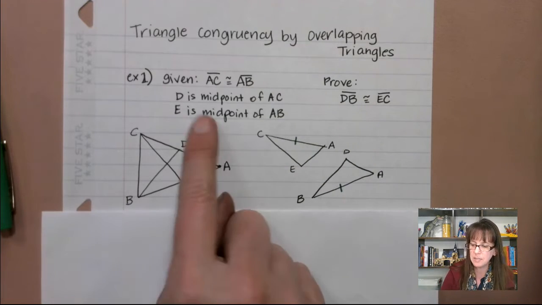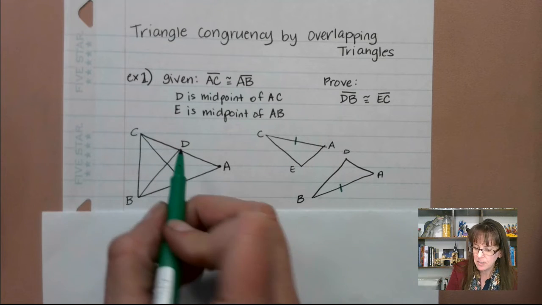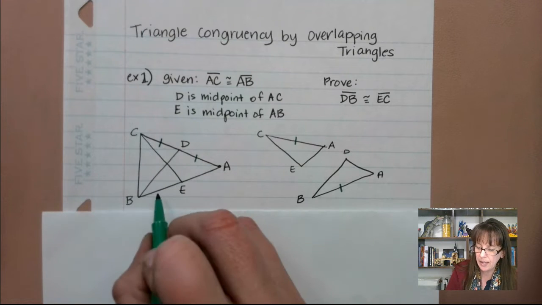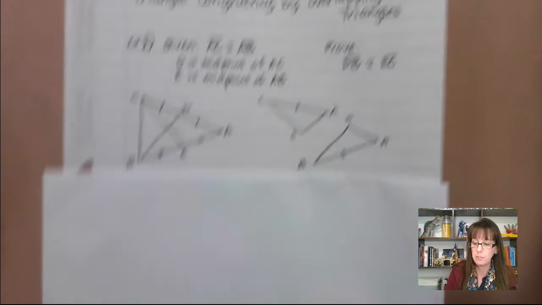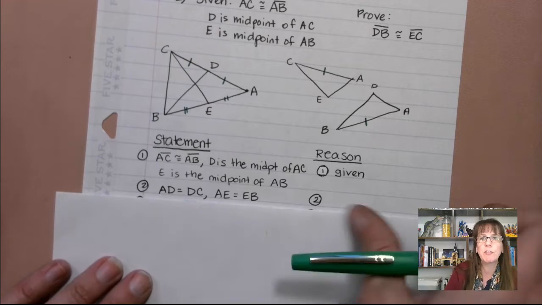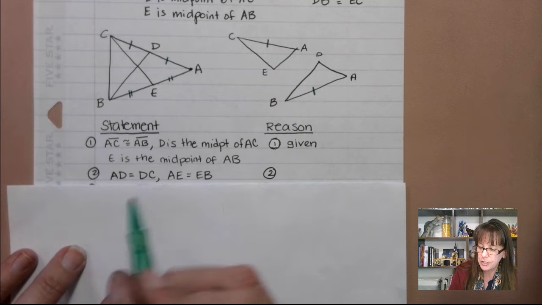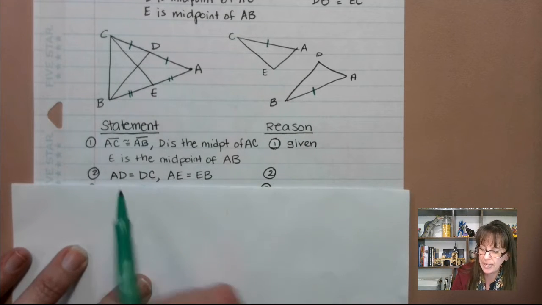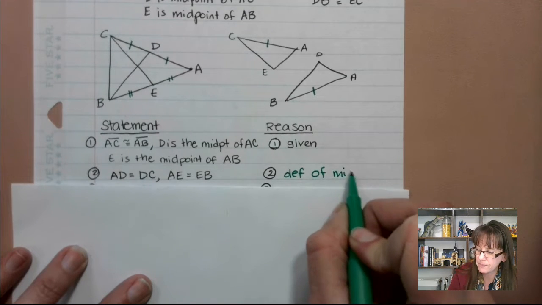Okay, so D is the midpoint of AC, and E is the midpoint of AB. D is the midpoint of AC. That must mean that AD and DC are congruent, and BE and EA are congruent, because that is the very definition of midpoint. So let's take a look. We've got our givens here. Whenever you have a midpoint or bisector, you're going to want to use the definition. So the very definition of midpoint is that these guys are going to be congruent to each other. So AD is congruent to DC because of the definition of midpoint.